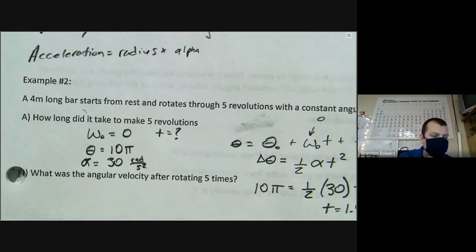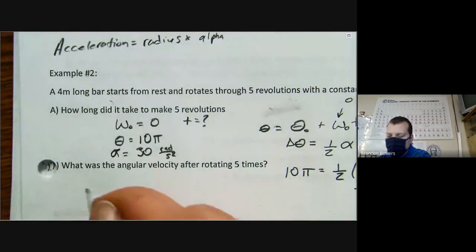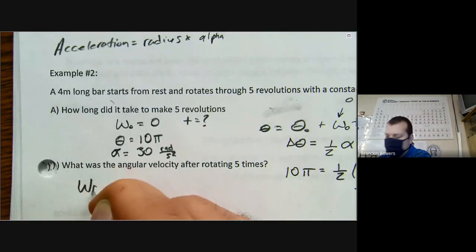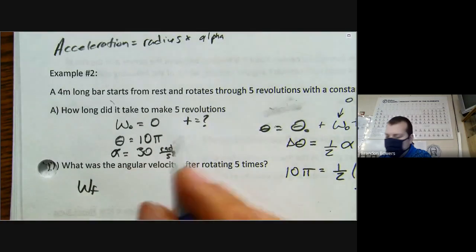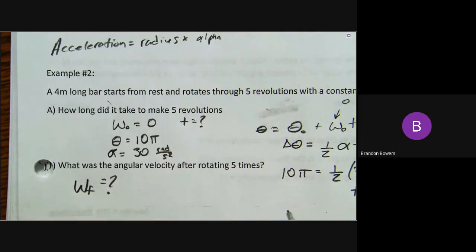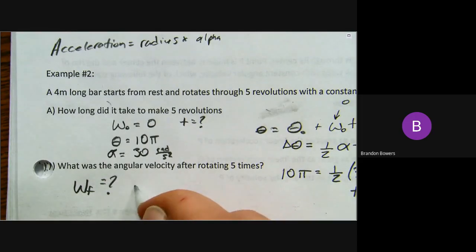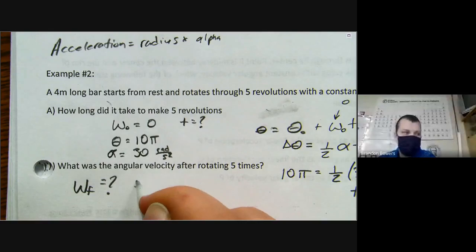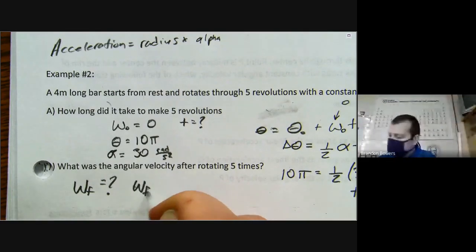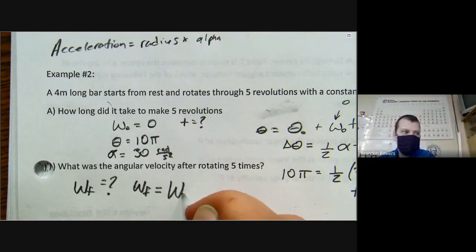All right, the next question is, what is the angular velocity after rotating the 5 times? So what is our omega final? Okay, what equation are we going to use here? Do you want to take a shot at it? I need to pull out my equation sheet.